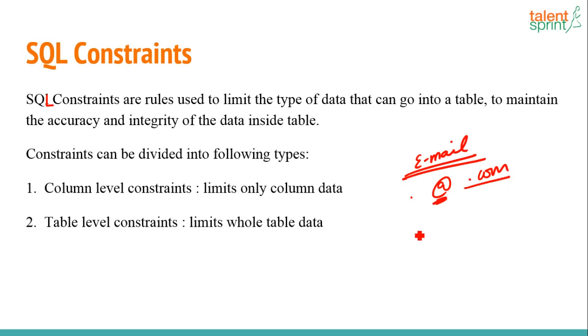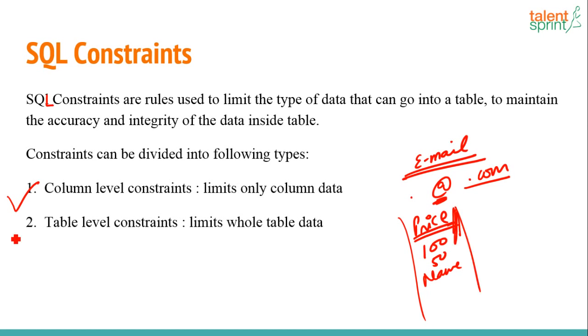Let's say you have to write the price of a product. You can restrict that it is going to be a numeric value only, because you are not going to mention somebody's name in a price column. So you can put this restriction that it has to be a numeric value only, so that someone incorrectly doesn't put wrong data in the column. Some of the constraints are column level constraints like this, and some are table level constraints that limit the whole table data.